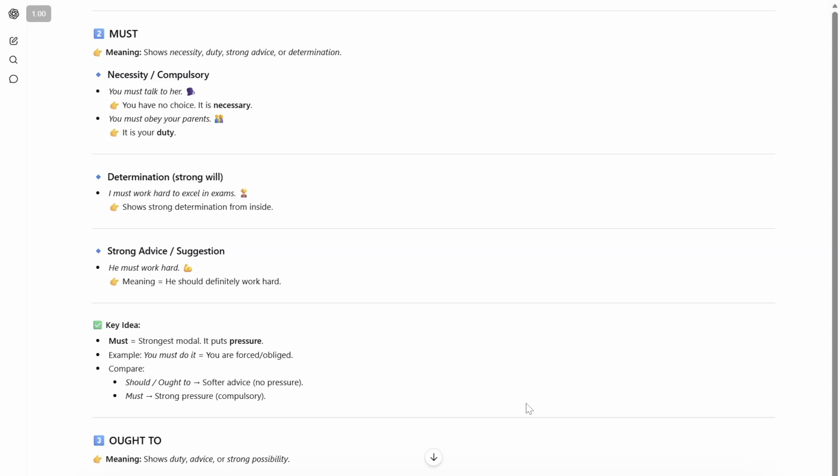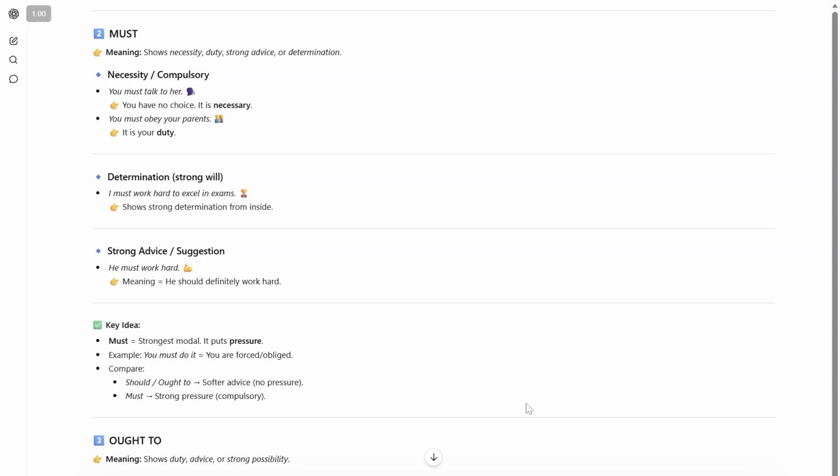Key idea: must is the strongest modal. It puts pressure. Example, you must do it. You are forced, obliged. Compare should and ought to: softer advice, no pressure. Must: strong pressure, compulsory. Ought to shows duty, advice, or strong possibility.